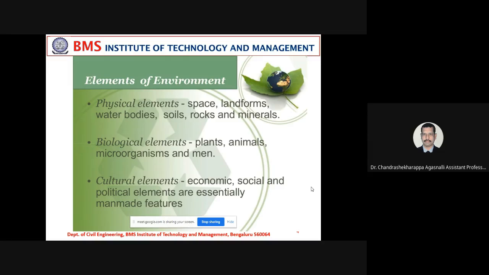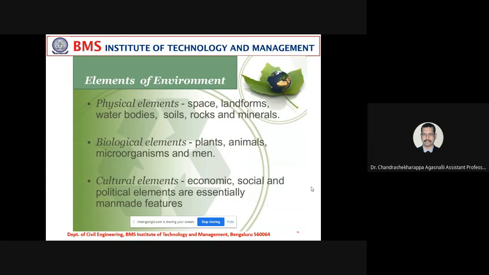Then rocks and minerals. You might have seen lots of rocks and minerals when going for a field visit or a trip outside Bangalore, but you could not identify them because you have not studied rocks and minerals. There are different rocks: igneous, sedimentary, and metamorphic. Three types of rocks are there on the earth.